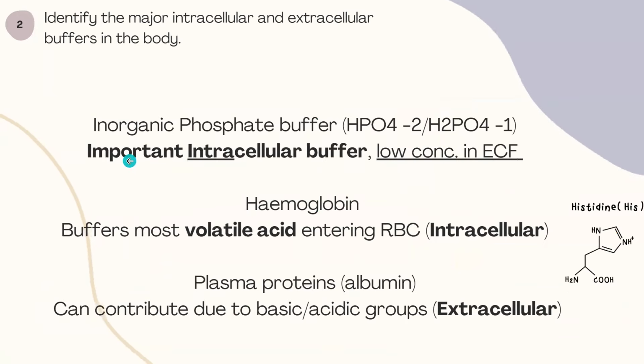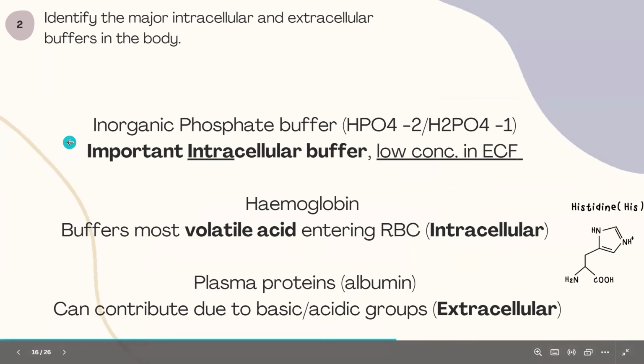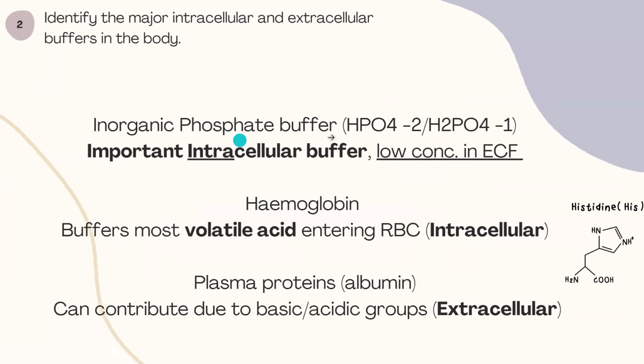The other buffers aren't as important, but they were glossed over in the lecture from the doctor, so I'll try and quickly get over them. The first one I want to talk about is an important intracellular buffer, which is the inorganic phosphate buffer. Why is it important intracellularly? Well, it has a high concentration there. It has a low concentration in the ECF, which is why it's not a good buffer in the ECF: there just isn't enough of it.